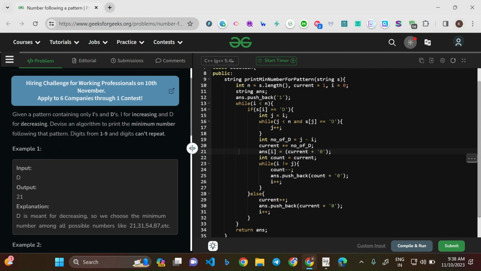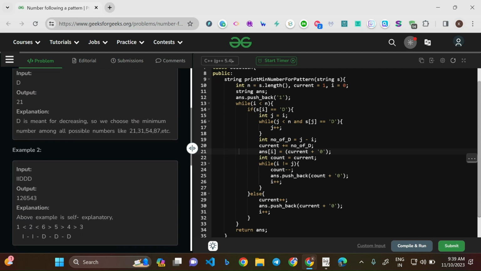So given a pattern containing only I's and D's, where I stands for increasing and D stands for decreasing, devise an algorithm to print the minimum number following that pattern. Digits are from 1 to 9 and digits can't repeat. These are two important points that need to be noted. So digits must be only from 1 to 9 and digits cannot be repeated.